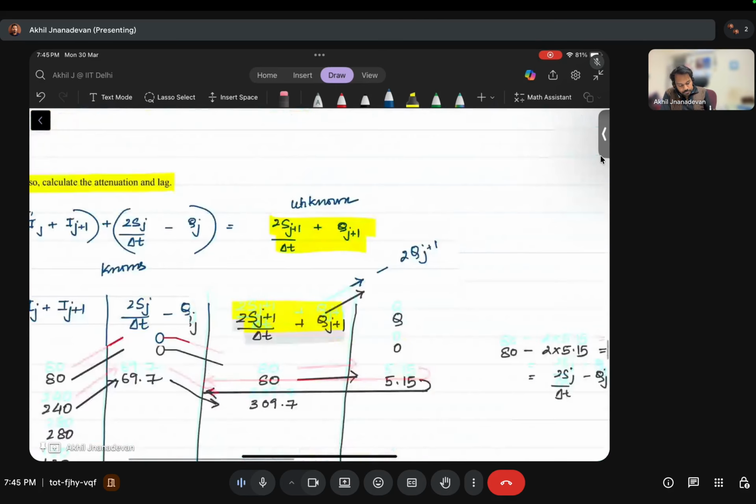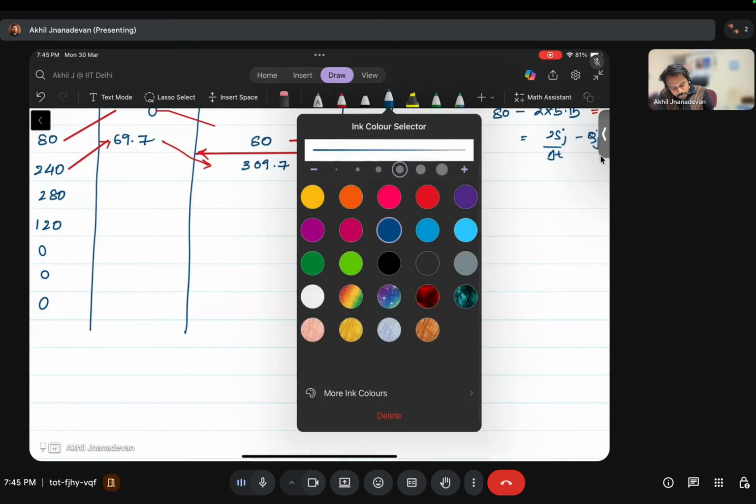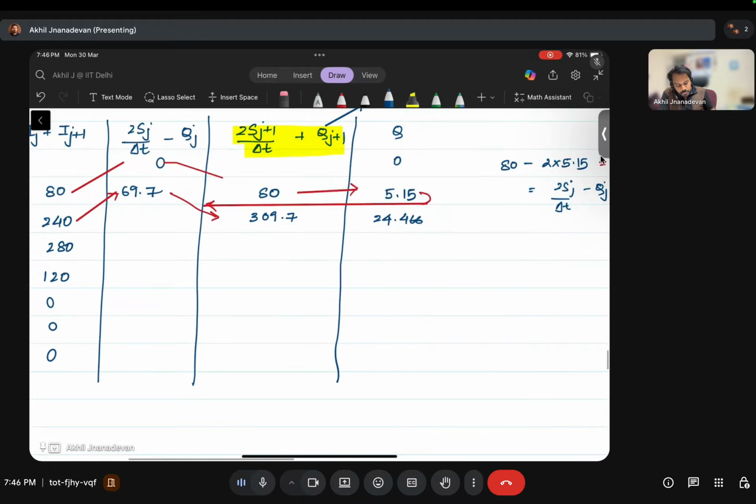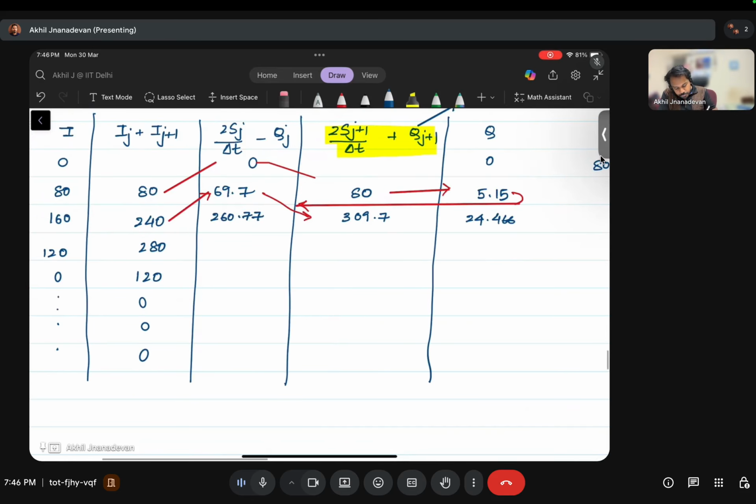If you do that, after interpolation we'll be getting our discharge as 24.466. Once we get this discharge, what will we do? We double it and subtract it from 309.7, right? Then we'll be getting this particular value, around 260.77.